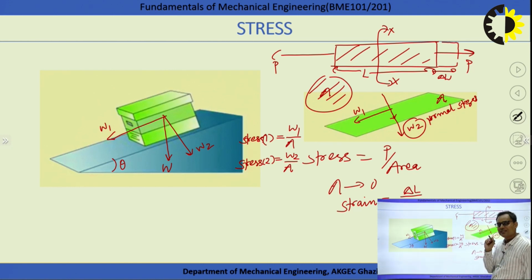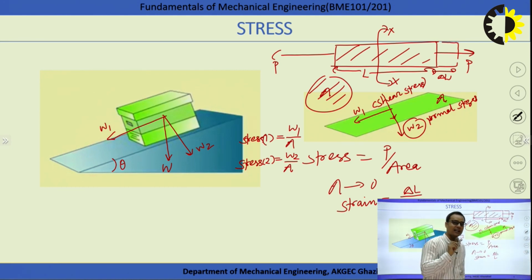Another load is the tangential load, that is parallel to the surface. W2 is perpendicular to the surface, and W1 is parallel to the surface. If the load is parallel to the surface, the stress produced is shear stress. So now we can simply see the components of this stress: one is the normal component, another one is the shear component. It is very important to understand.